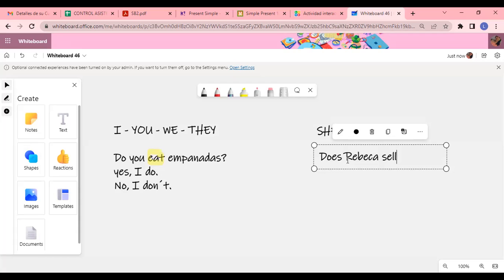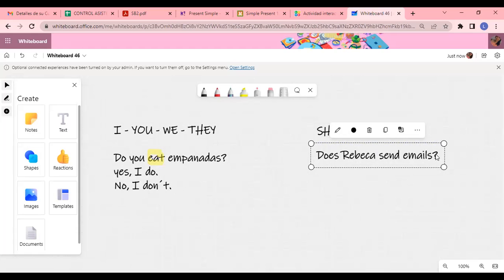Does Rebecca sell? Sends. Ah, sends. Email. Very good. Does Rebecca send emails? Okay. En este caso, pues recuerden que nuestros verbos no cambian, se quedan igual. ¿Por qué? Porque ya tenemos nuestro ayudante, ¿verdad? And so we have, does Rebecca send emails?